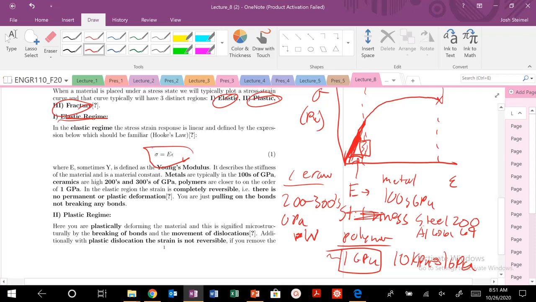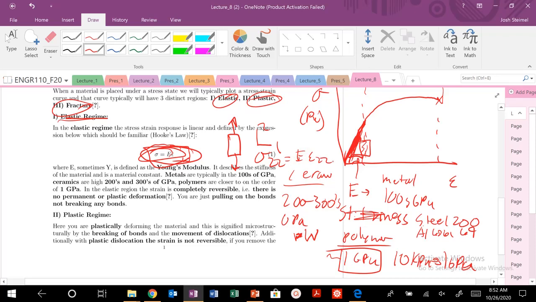Now, this is a dangerous expression. People think that this is the beginning and the end of mechanics of materials. It is not at all. This expression only holds for one very specific loading state, uniaxial tension. That's the only time this expression can be utilized. And really, the expression should be written, as we're going to see, like this. But we'll get into that in just a second.